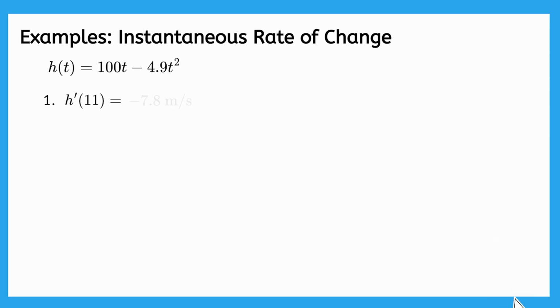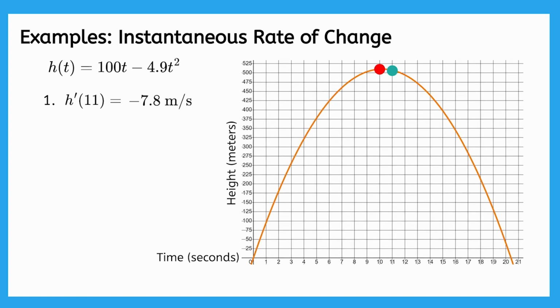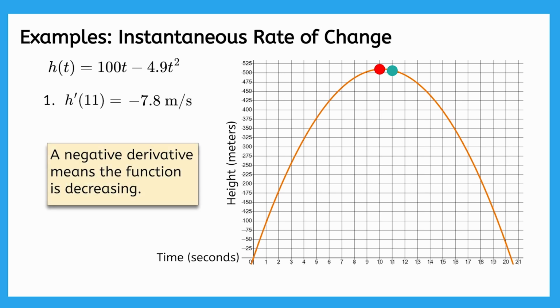After 11 seconds, Mia's rocket had a velocity of negative 7.8 meters per second. Why is it negative? If we took a look at the graph, the rocket reached its highest point at about 10 seconds. So at 11 seconds, the rocket must have been falling. The velocity is negative here because the rocket was no longer moving up, it was moving down.